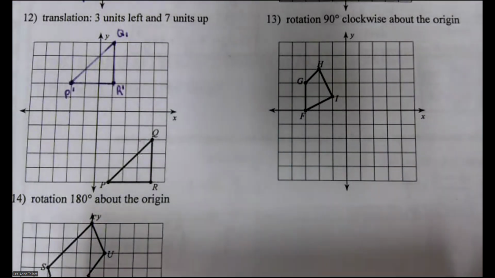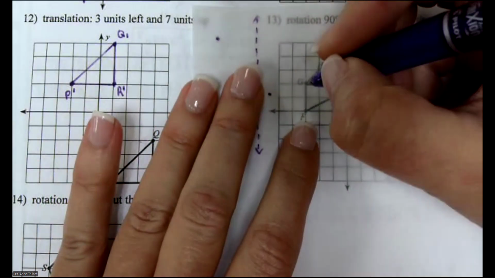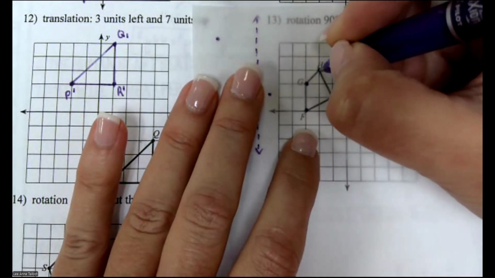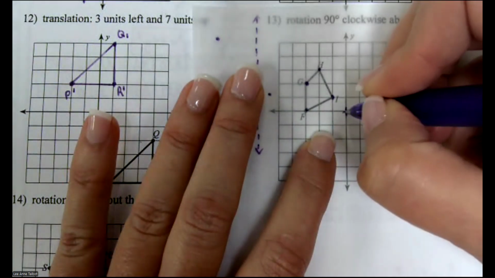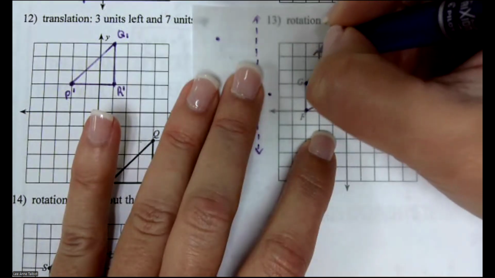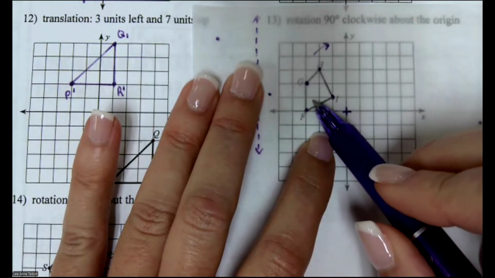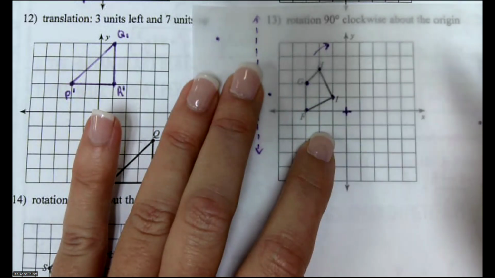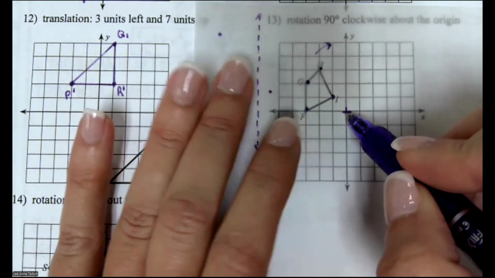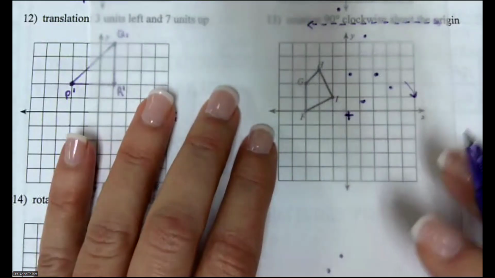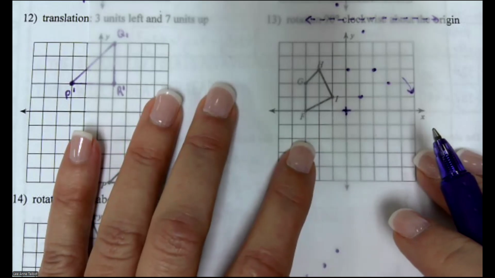Okay, my favorite right there. 90 degrees clockwise. Okay, so start by making my dots, putting my plus sign on the origin, and clockwise is going to go this direction. So quadrant 2 to quadrant 1, and I'm going to turn it until the plus sign matches up one time because each match up is 90 degrees. Right there.